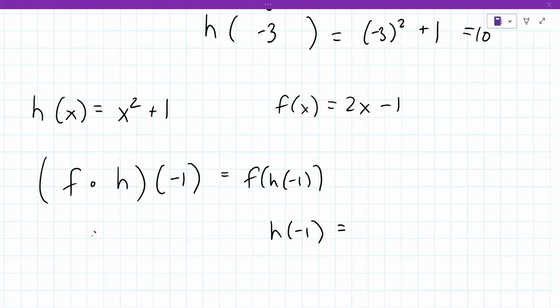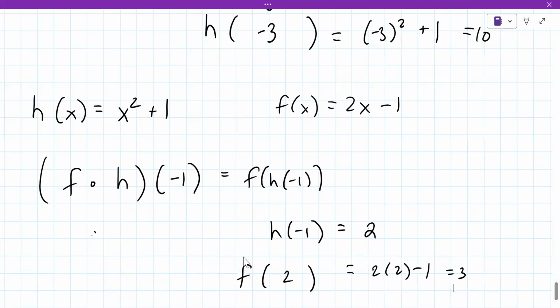It is 2. And then so that result goes in for f now. You use the other function for that. Three. 2 times 2 minus 1 is 3.